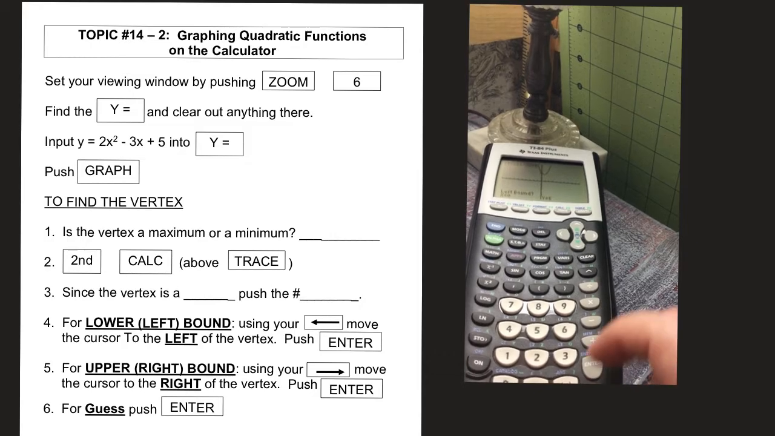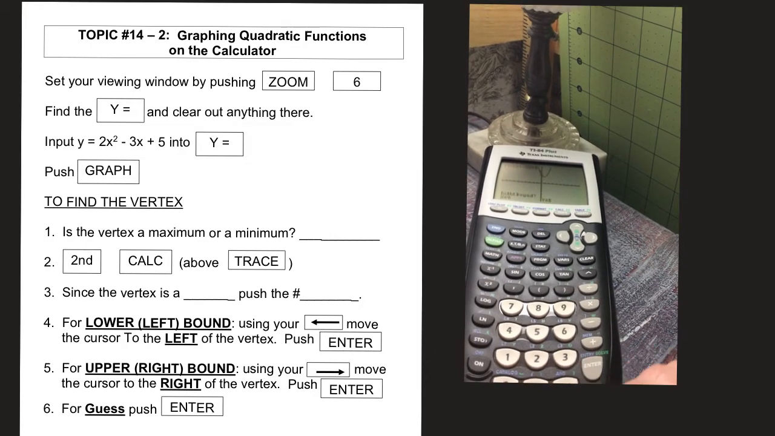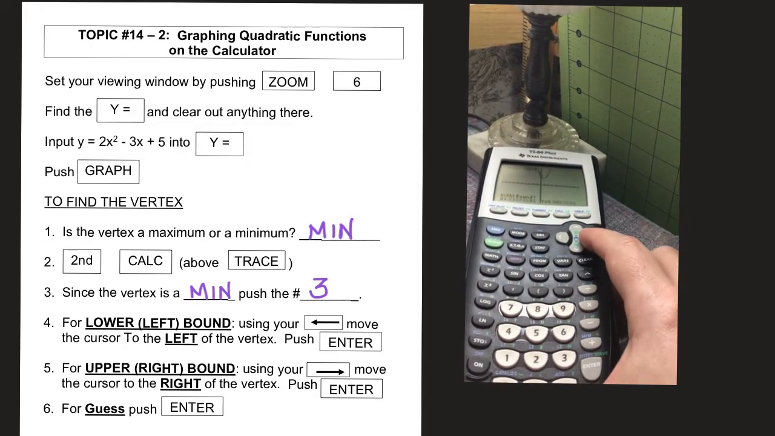Now notice that the vertex is a minimum value. Since it's a minimum value, we're going to find the vertex by pressing second calc trace and number 3. You're going to make sure that the cursor is blinking on the left side of your vertex, and if it is, just press enter. That's your left bound.